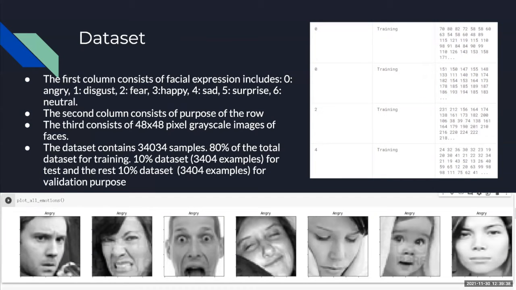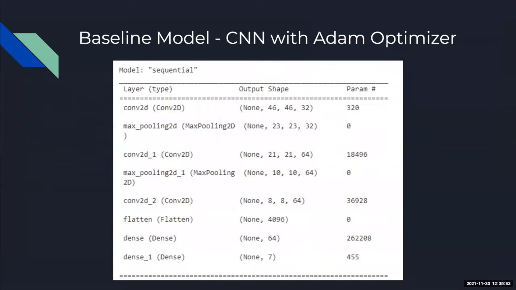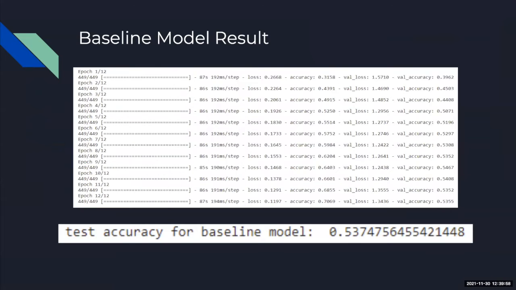The first column consists of the degrees, and the second column consists of the purpose of the role. The third column consists of the images. And here is our baseline model. This is our baseline model's result.